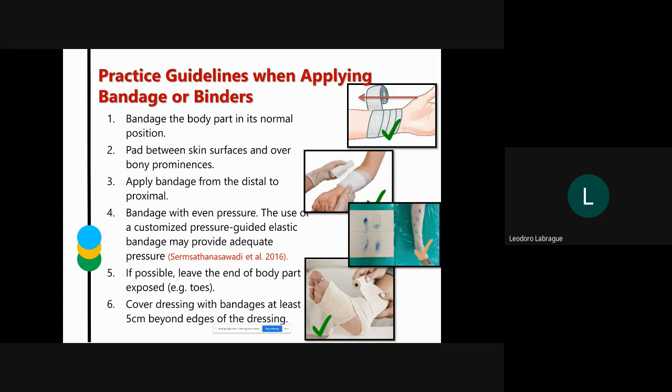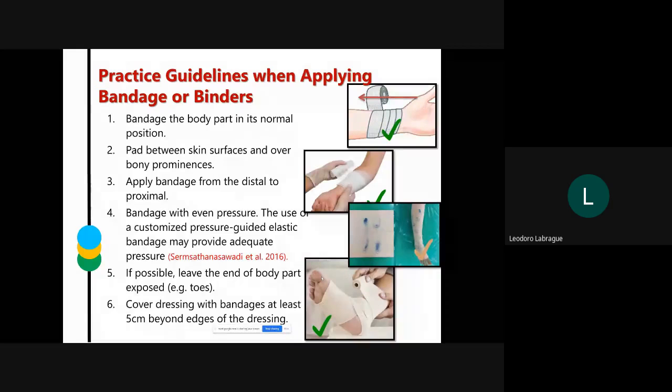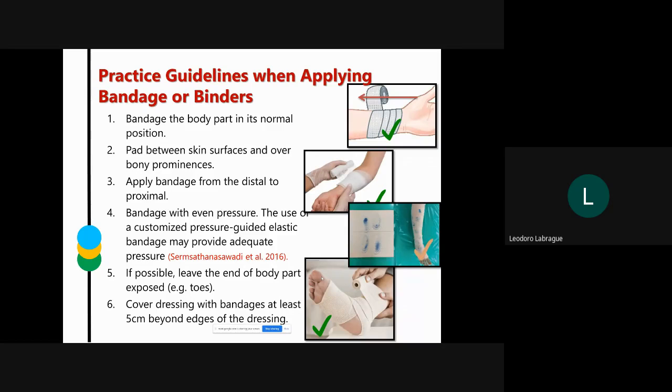But why do I do that? Why should I not start from here and go here? Why should it be from distal to proximal? Because of the blood circulation. Start from here to allow flow of blood to go to your heart. The moment you start applying bandage here, you will be compromising the blood flow of your patient. Okay? Number 4, bandage with even pressure.